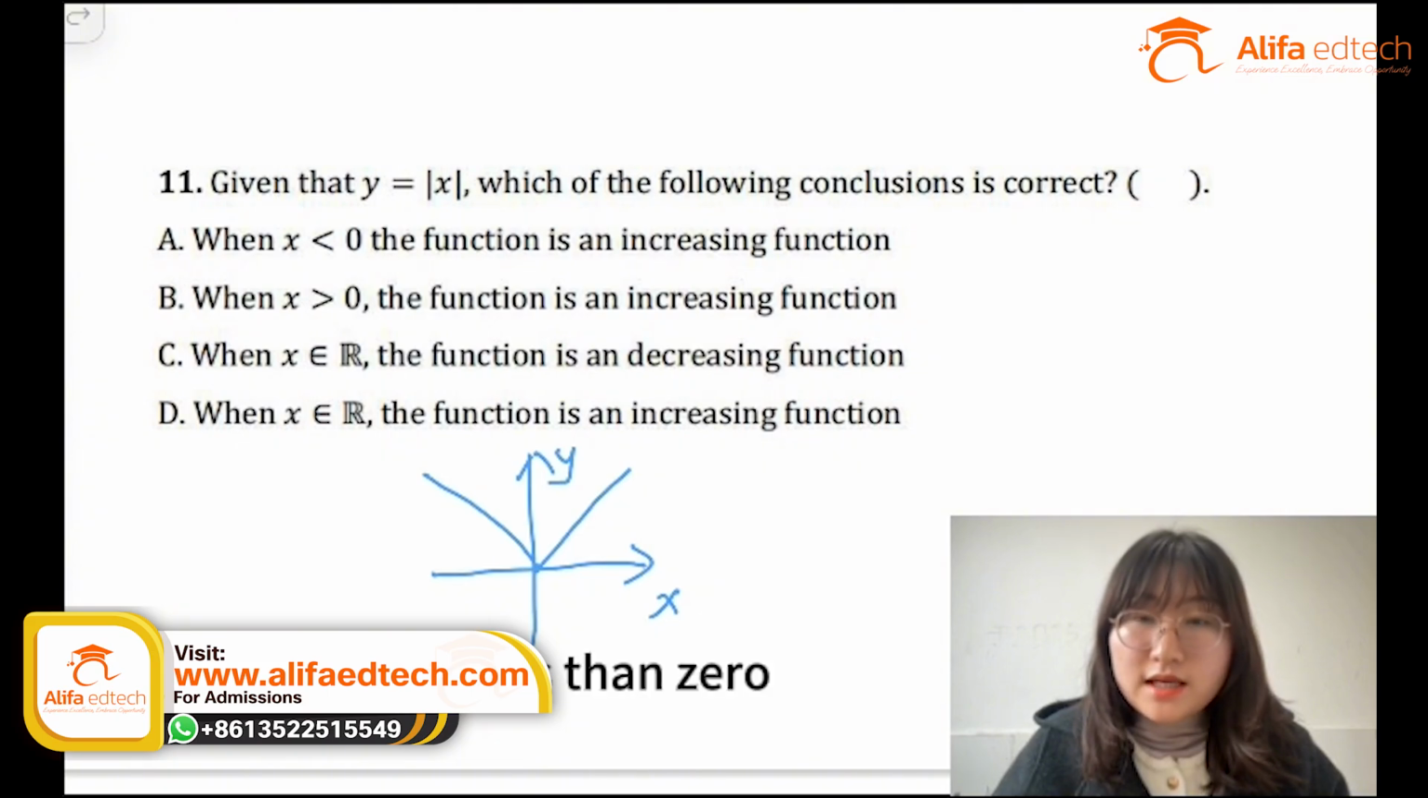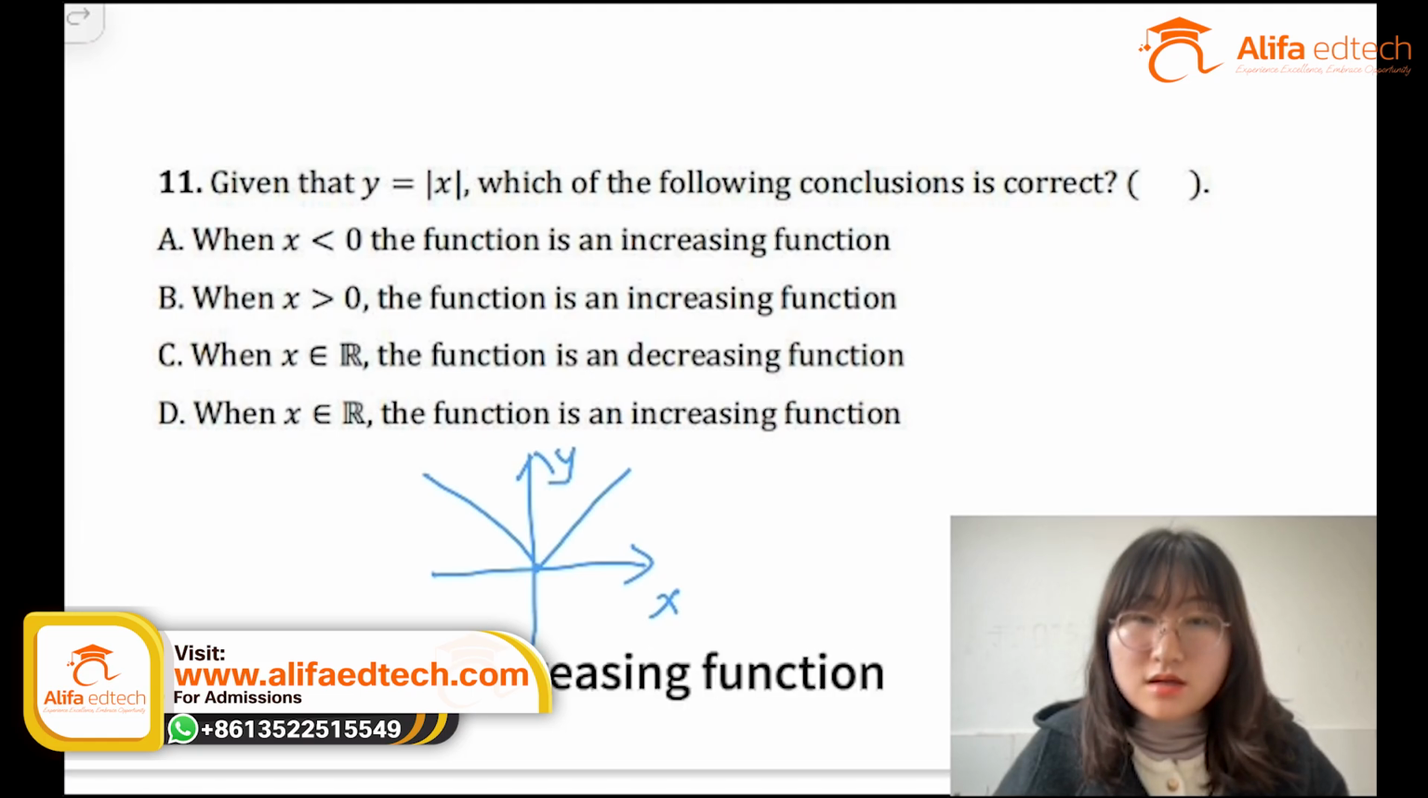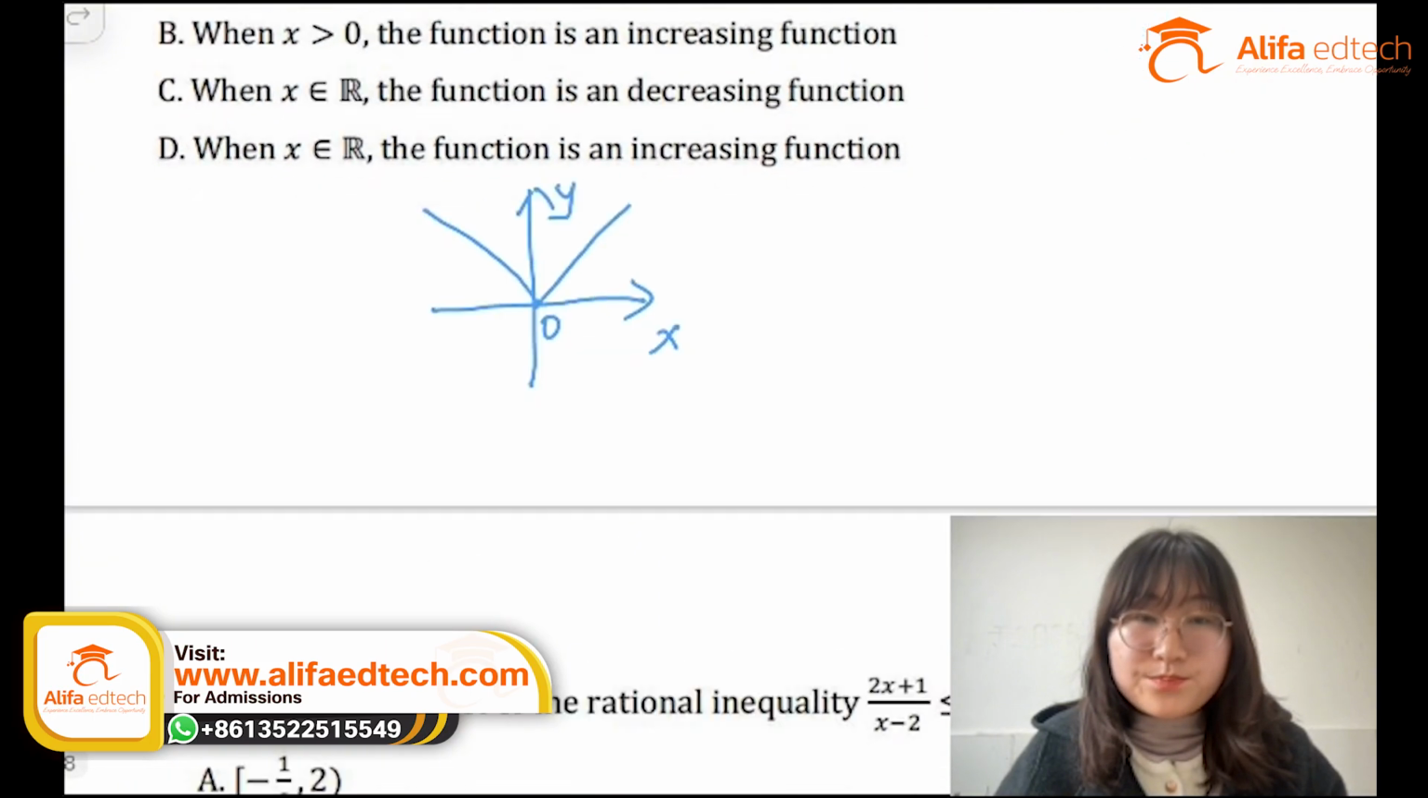For any x less than 0, the line goes down from left to right, meaning that it is a decreasing function. However, for any x greater than 0, the function simplifies to y equals x, which has a positive slope, making it an increasing function. Therefore, the correct conclusion is option B. When x is greater than 0, the function is an increasing function.